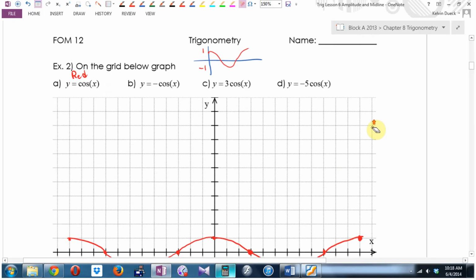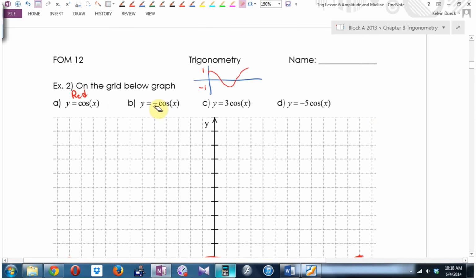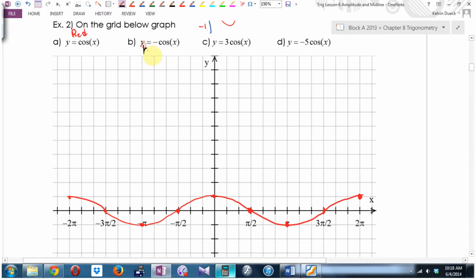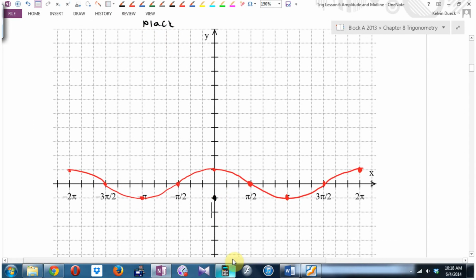There's a cosine graph. What do you think that does? What does a negative do? What did a negative do to the parabola? Flipped it. You know what a negative does to the cosine or the sine? Flips it. In other words, I'll do this one in black. It's going to be here. Instead of 1 up, it's 1 down. Middle. Instead of bottom, top. Middle. Instead of top, bottom.